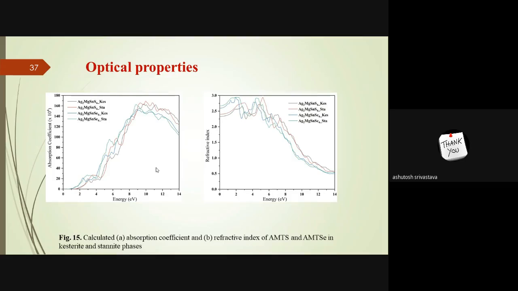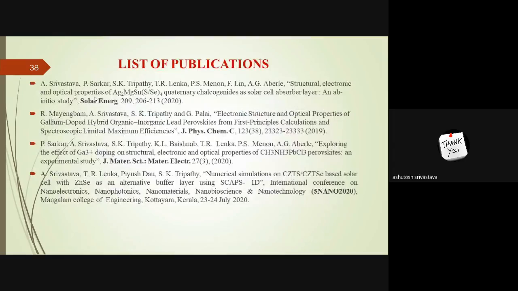But with this material, the highest absorption coefficient goes around 170 into 10 raised to the power 4, that is 1.7 raised to the power 5. So the absorption coefficient also improved when we replaced copper with Ag and zinc with Mg. This was our publication in the Solar Energy journal, and that's all. Thank you.